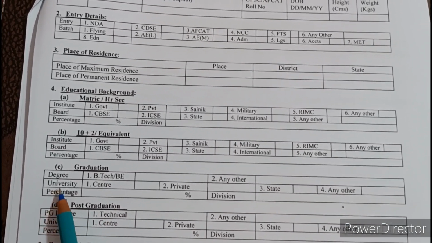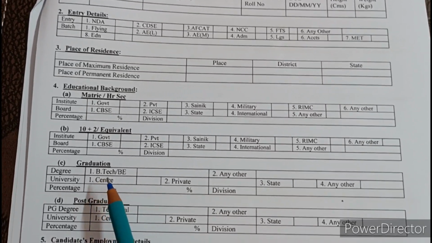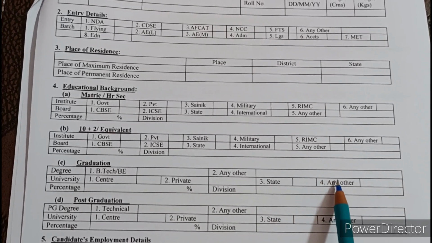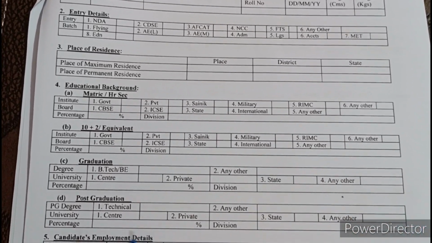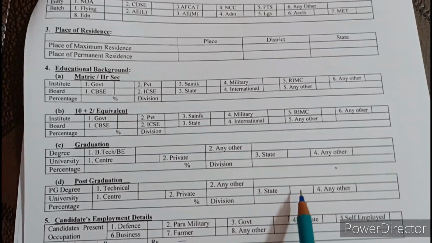Then you have to choose the university. If it was a central university, then take the first option. If it was private, then take the second. If it was state, or any other, then choose accordingly. Now you have to write again the percentage and division. So these are the same things.